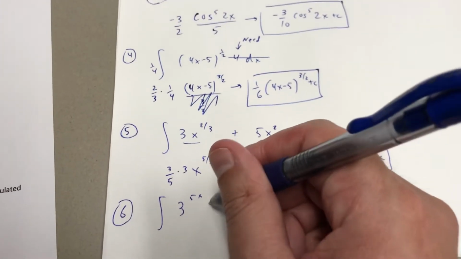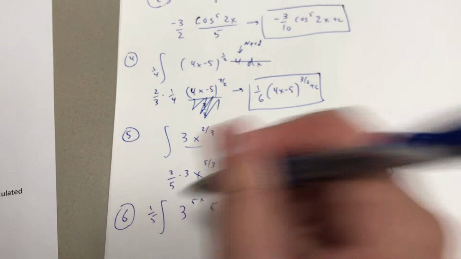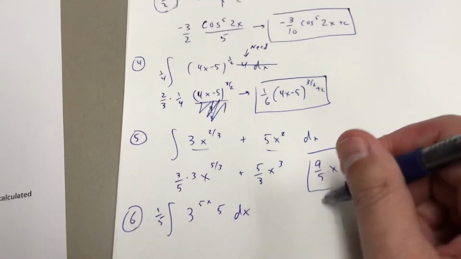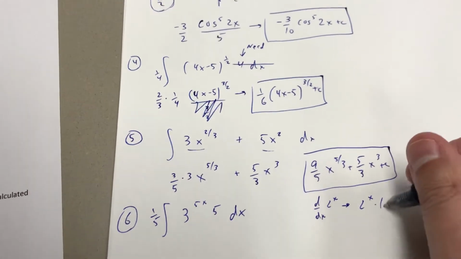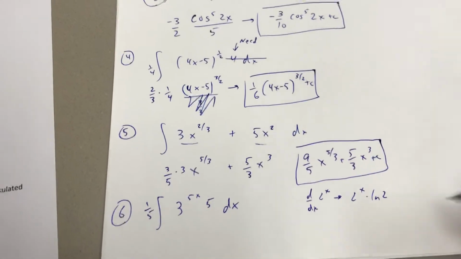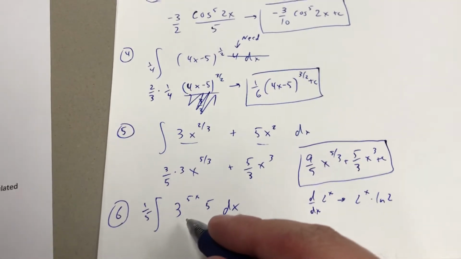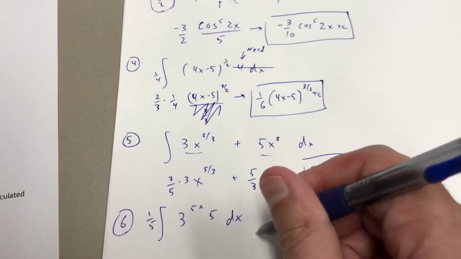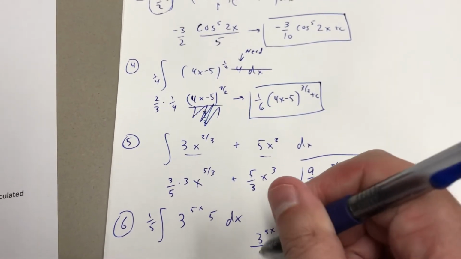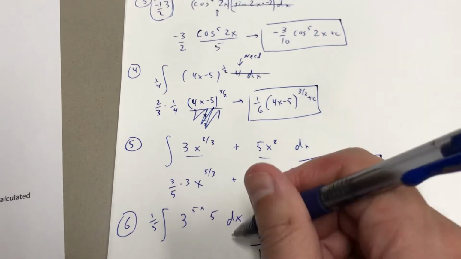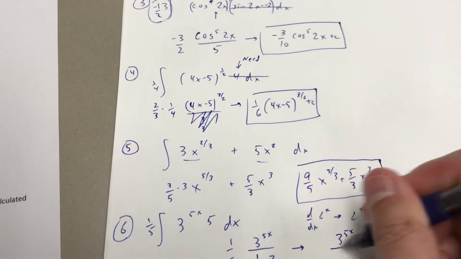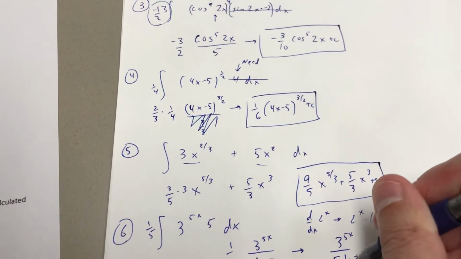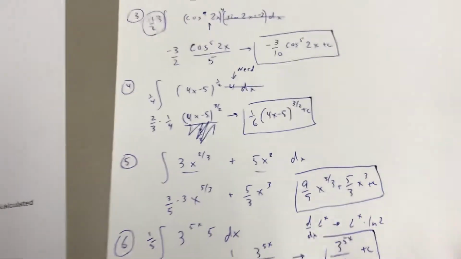Derivative of the inside function is 5. We're going to need to offset that with a 1/5. Remember, when you take the derivative of something like 2 to the x, the derivative is itself times the natural log of the base. So reversing the derivative means we're going to divide by the natural log of the base. So we're going to have a 3 to the 5x, and we're going to divide by an ln of 3. We've got that 1/5 out in front, so we can write that as 3 to the 5x over 5 ln of 3, and don't forget your plus c.